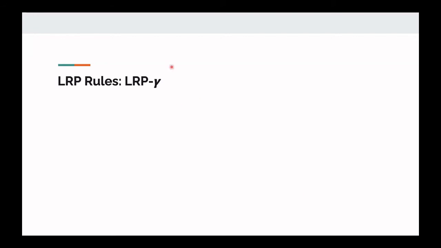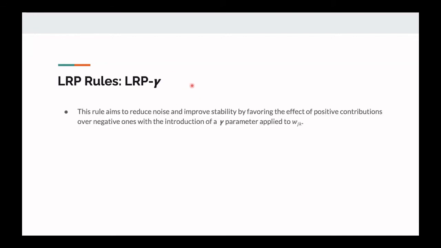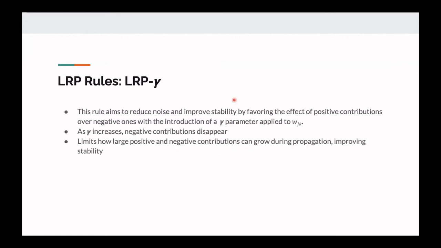Another technique they talk about is the gamma rule. So the idea here is also to reduce noise and improve stability. But this time, we're going to favor the effects of positive contributions over negative ones. And we're going to do that with the introduction of the gamma parameter that we're going to apply to the positive weights. So as gamma increases, hopefully we'll see negative contributions disappear. And the idea is to limit how large positive and negative contributions can grow during propagation.